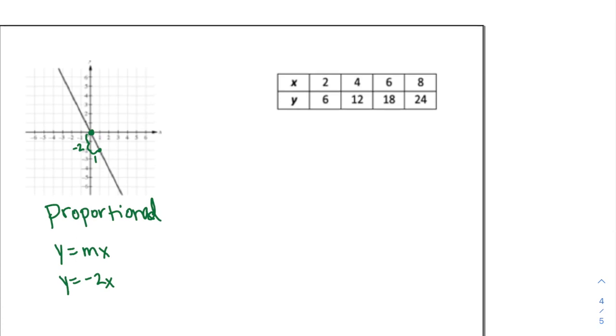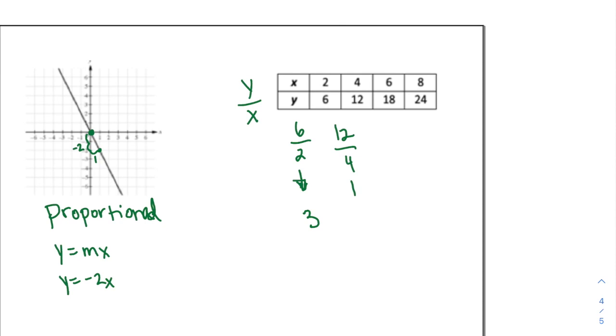All right, and then for our last problem here, whenever we have these tables, we're going to do y divided by x. If we get all the same answer, then we know we have a proportional relationship. All right, so 6 divided by 2, when we do that, we'll get 3. And if you're not sure, type it into your calculator.